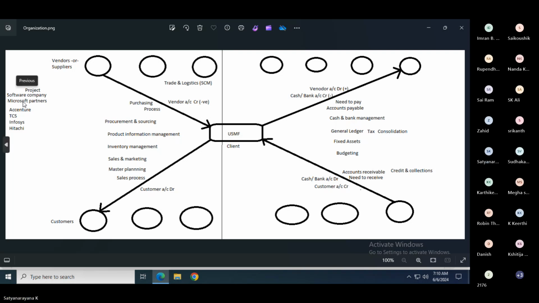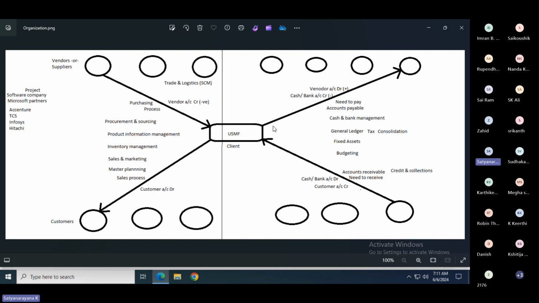Once you join a software company, you will be allocated to one project. Even if you are listening from your friends, whether a project is assigned or not. For you, it is a project. For this software company, it is called a client. What will this client do? They will purchase material and they will sell material.